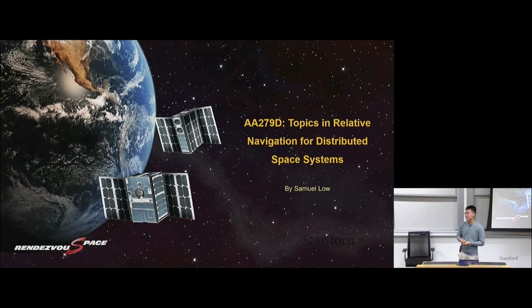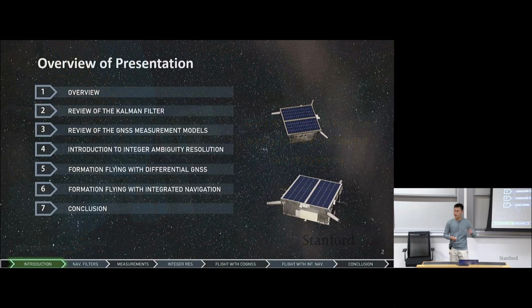This is AA279D, and we're going to be covering topics in relative navigation for distributed space systems today. This is a brief overview of what I'm going to be talking about. I want to try to structure it where it's kind of 50% a review of graduate level navigation topics and another 50% more on some of the research and projects that we are doing in the Space Rendezvous Lab.